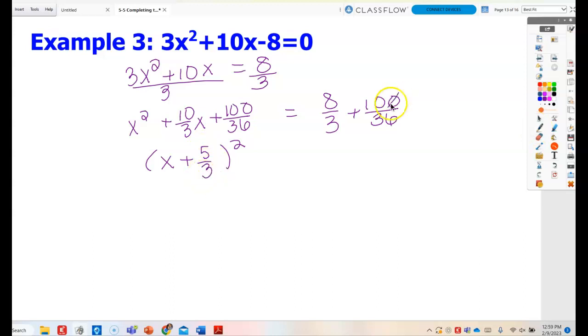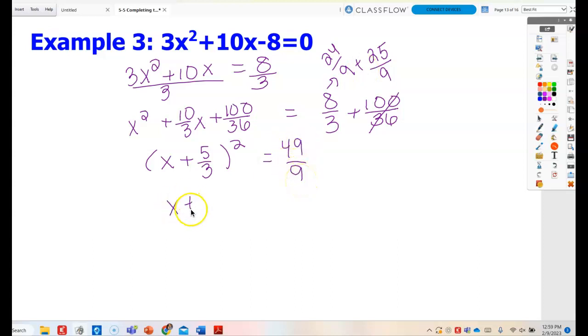Same with even my 100 over 36. Both of those divide by 4. So if I divide 100 by 4, I get 25. 36 by 4, I get 9. Well, now if I want to add 8 thirds to 9, that's a lot smaller of a denominator than adding it to 36. So we're going to multiply by 3 over 3. So 24 and 25 give me 49 over 9.